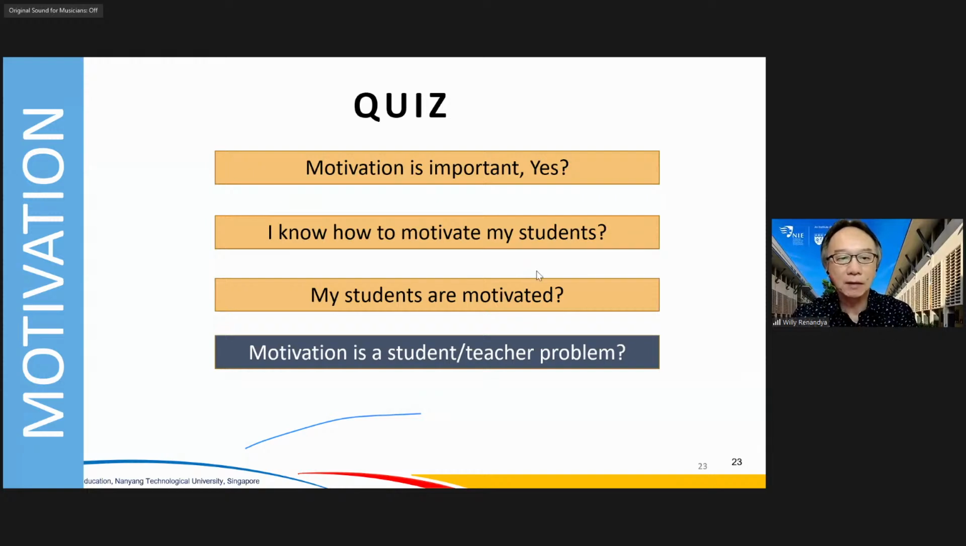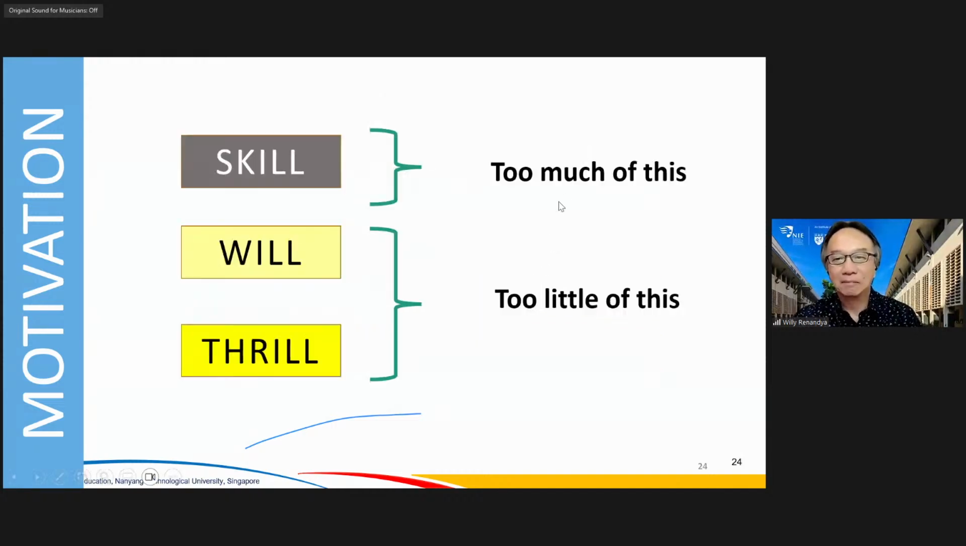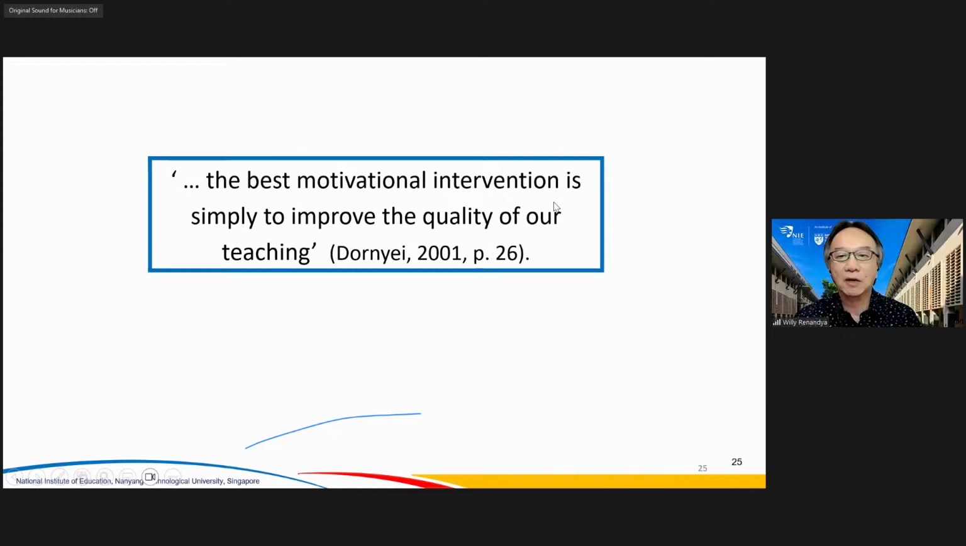Now, the last question is something that we need to be willing to address. Motivation, is it a student problem or is it a teacher problem? Please answer my question. Both. I know you want to share the blame. It's fine, both, okay. It's a teacher problem, I think so. It's a teacher problem, yes.